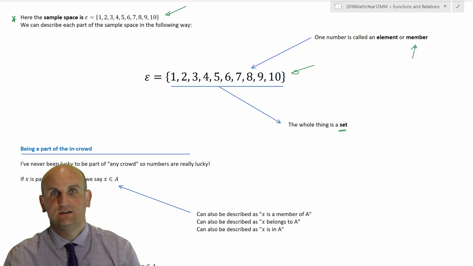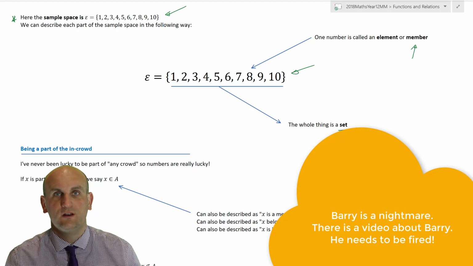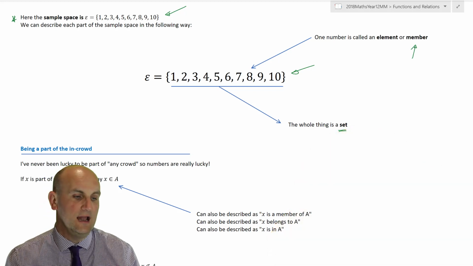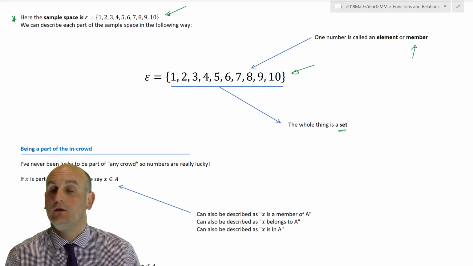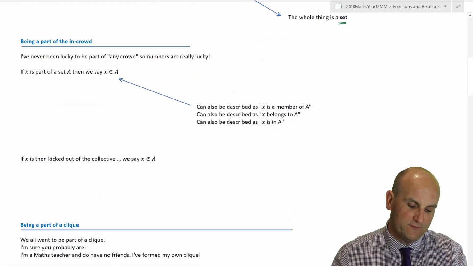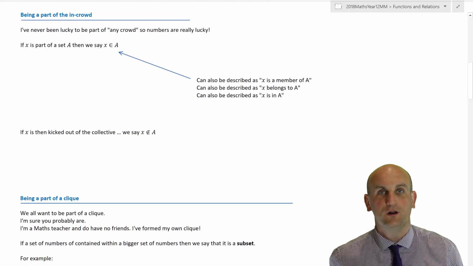But as I normally suggest, Barry, who is that guy who sits in Australia who tries to come up with 100 different ways of talking about the same thing, has been on overdrive here. Why we call it an element or a member, I have no idea, but you need to remember all of the different languages. Now, being part of the in crowd, I try to be humorous here if this is the first video you've watched, because otherwise it's deathly dull.